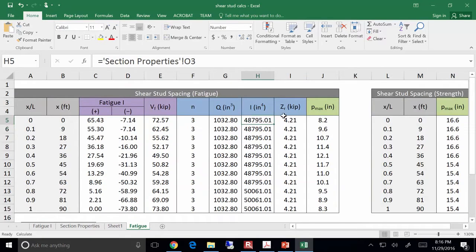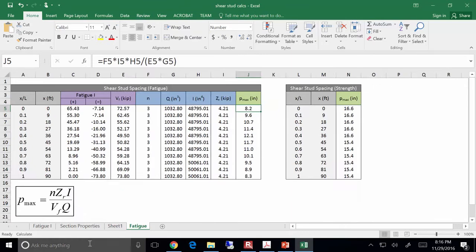Once you've got that, and then 5.5 times d squared, just solve for your pitch. And how am I doing that? That equation right there: number of studs per row times fatigue capacity times moment of inertia, divided by VF times Q. That's it.